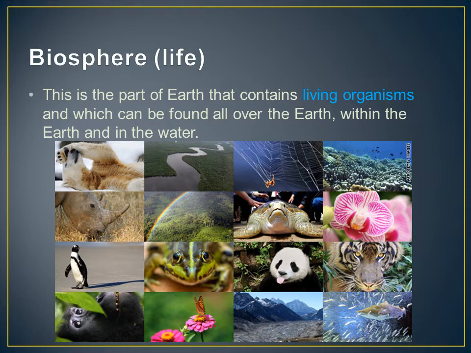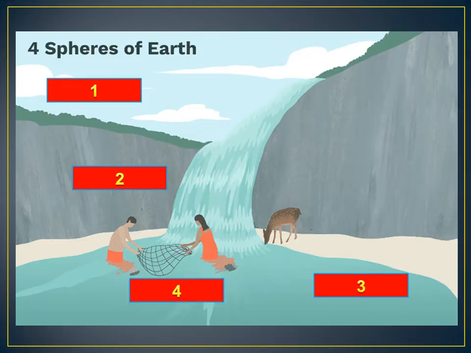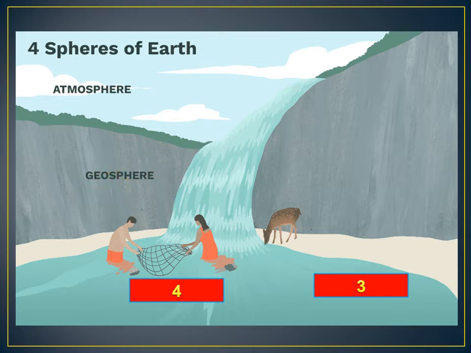Right? Now, let's review these quickly, okay? I've got a picture here of all the spheres of the Earth. Now I want you to think here, all right, what's number one? Atmosphere, okay, good. Number two, what's number two? Geosphere, okay. Number 3, what's number 3?